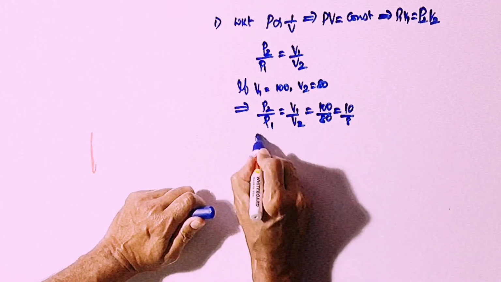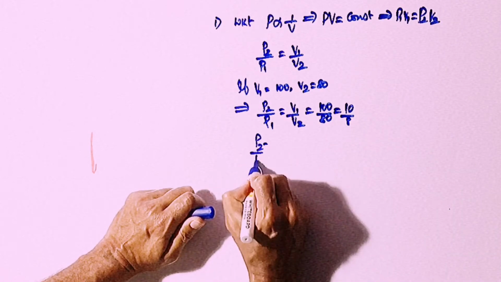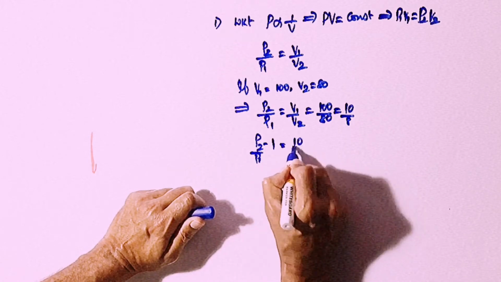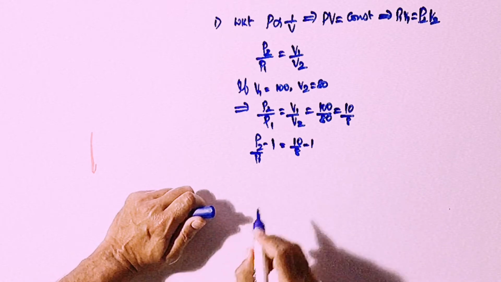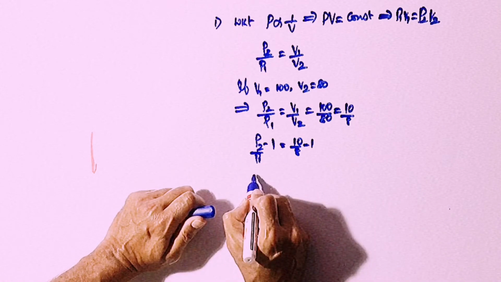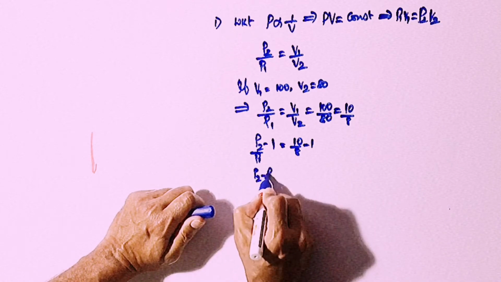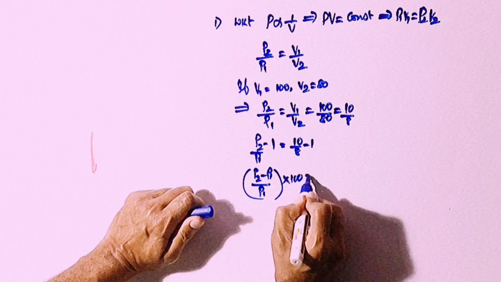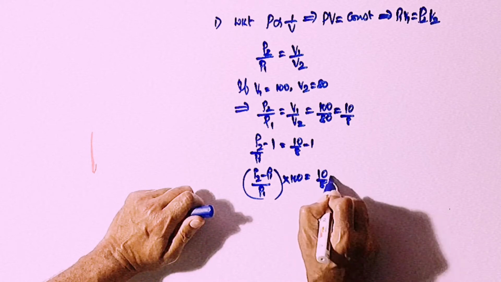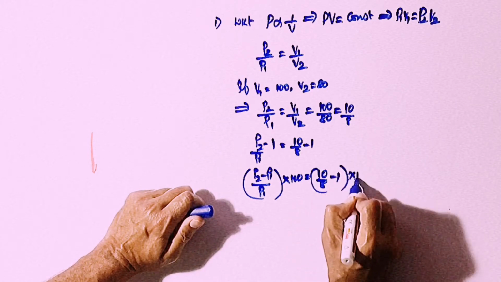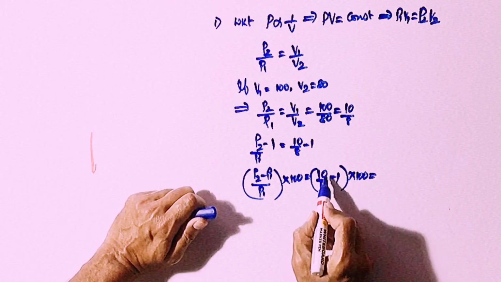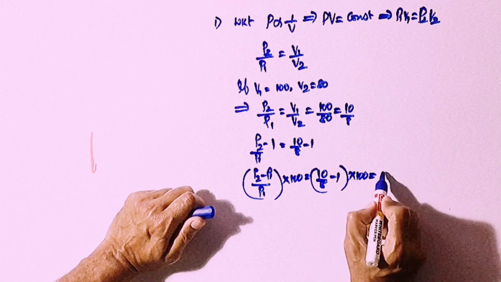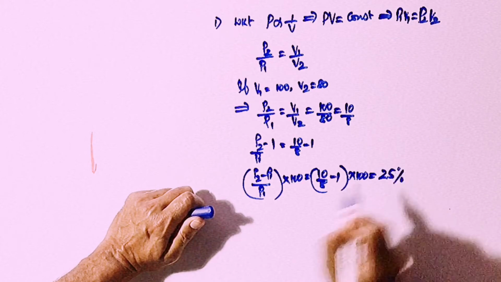Now let us subtract 1 on both sides. So P2 by P1 minus 1 is equal to 10 by 8 minus 1. We'll multiply on both sides by 100. We have (P2 minus P1) by P1 into 100 is equal to (10 by 8 minus 1) into 100, which is equal to, see, 10 by 8 minus 1 is 2 by 8, which is 1 by 4, into 100, which is equal to 25%.